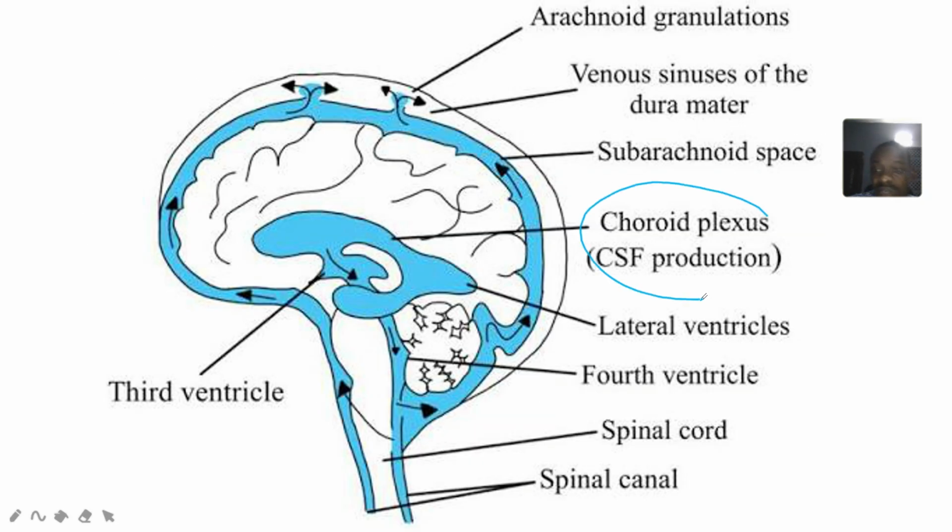This is where all those choroid plexus comes in, lateral ventricles come in, fourth ventricle.